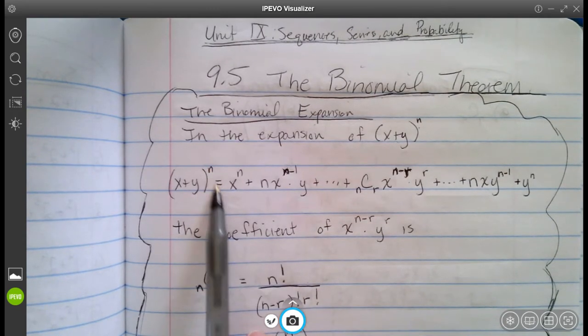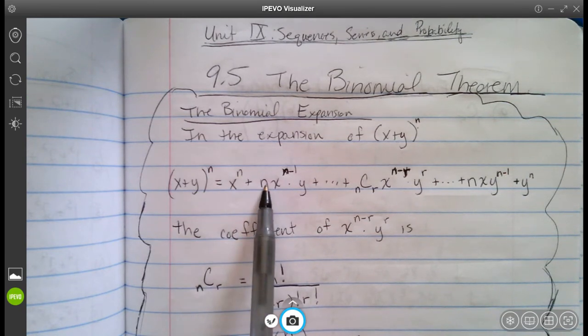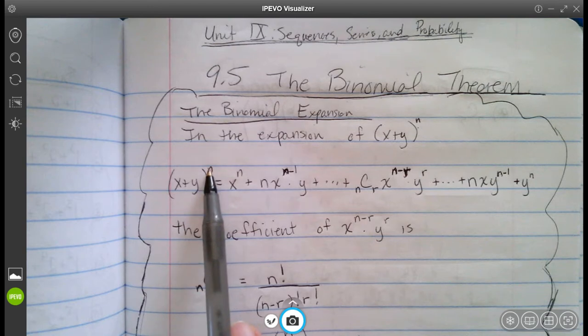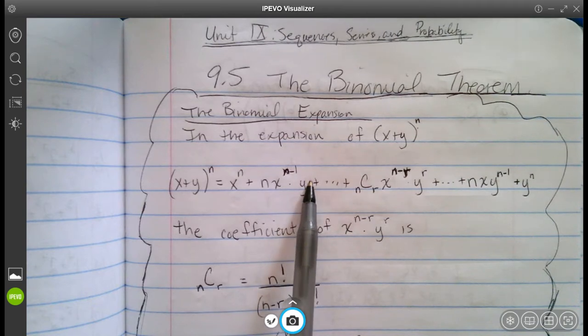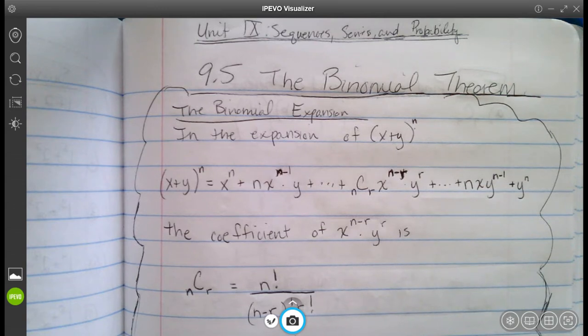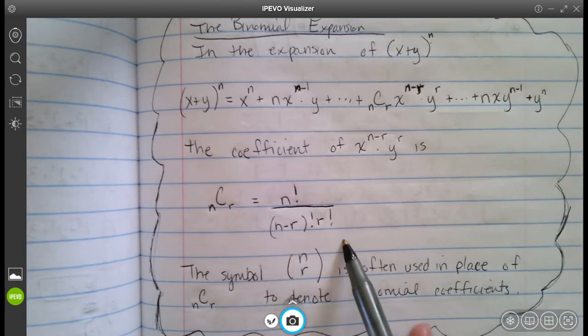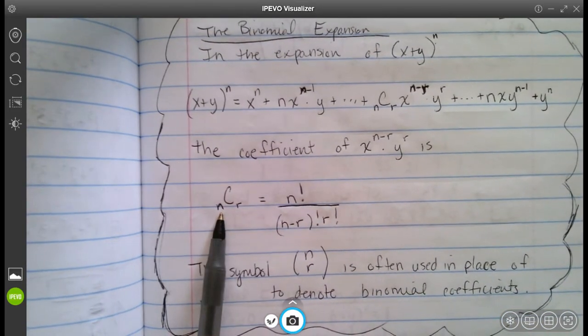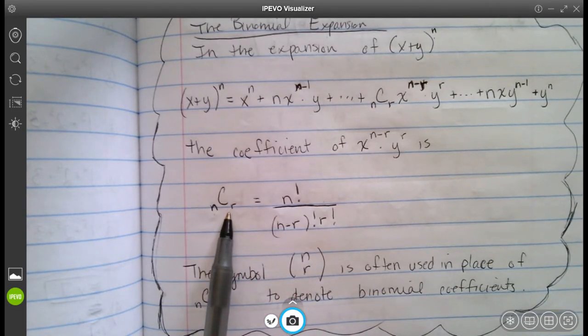x plus y to the nth power is actually going to be x to this power and then y to the 0 power. Then you have your next term, n times x to the n minus 1, so 1 degree less, and the power on y goes up by 1. It continues that way all the way to the end. I'm going to show you something a bit easier in just a bit. The coefficient of this term is n factorial over n minus r factorial times r factorial, where n is the degree of the binomial and r is the term we're looking for.